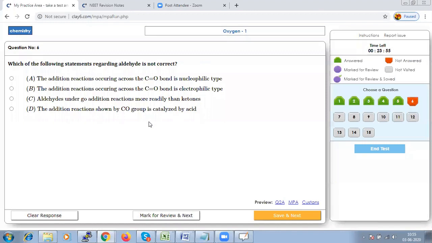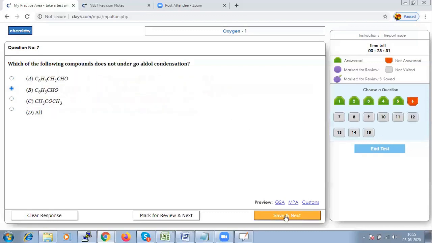So the addition reaction occurring across C double bond O is actually nucleophilic type, but it will not be electrophilic. Hence, we can say that option D is correct. That is, according to the statement, it is not correct because it will undergo nucleophilic type, not electrophilic. Let us save that and go to next.